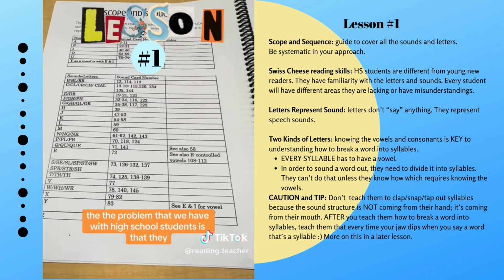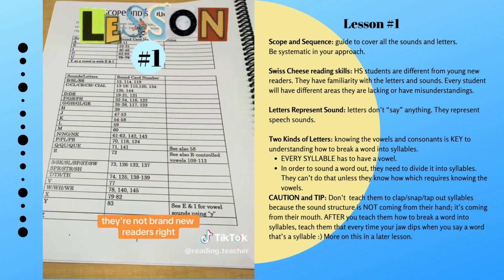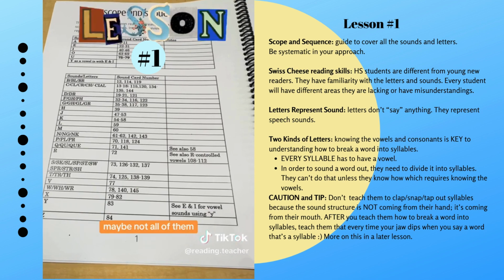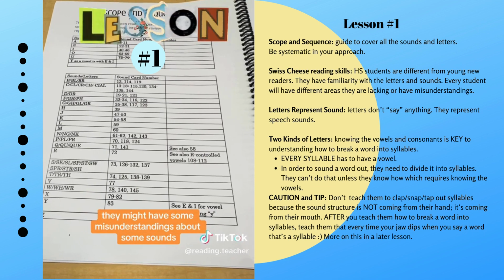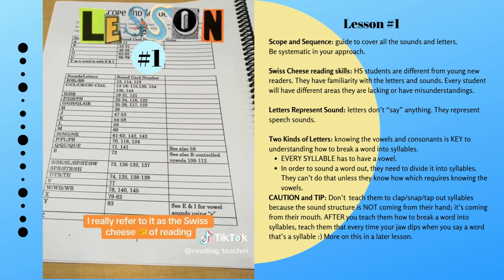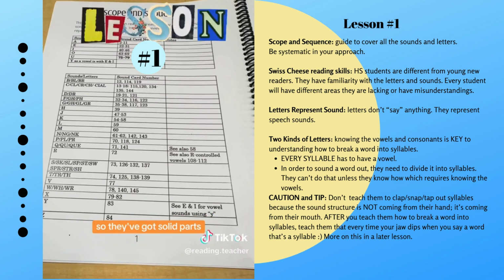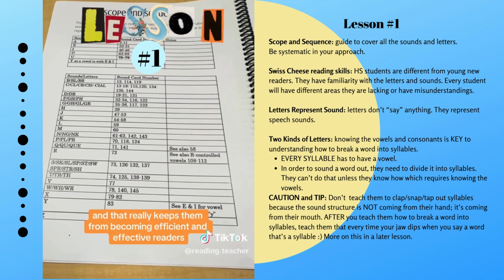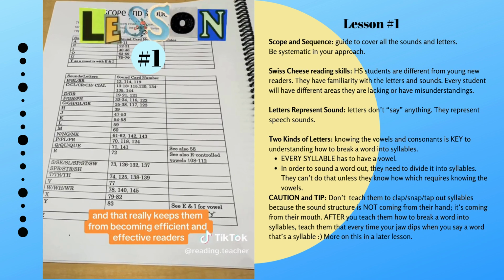The problem that we have with high school students is that they're not brand new readers, right? They are coming to us with knowledge of the alphabet, of a lot of the sounds, maybe not all of them. They might have some misunderstandings about some sounds, and they have what I call gaps. I really refer to it as the Swiss cheese of reading. So they've got solid parts, and then they've got these gaps or holes where things are missing, and that really keeps them from becoming efficient and effective readers.